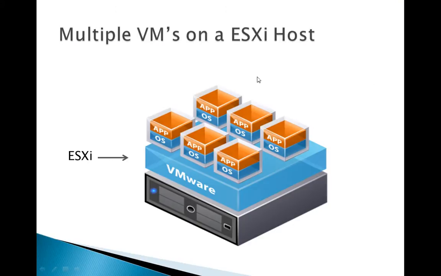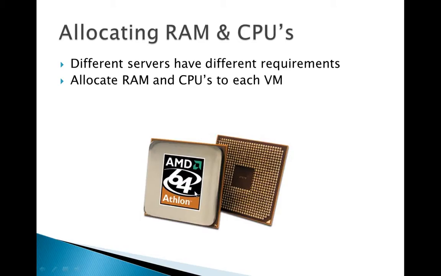This diagram shows that you can have a single physical computer with multiple operating systems and applications running on that computer. And how can you do that? Well, that's what ESXi does. That's what VMware does. That's what virtualization is all about, allowing multiple virtual machines running multiple operating systems to run on the same one physical host.